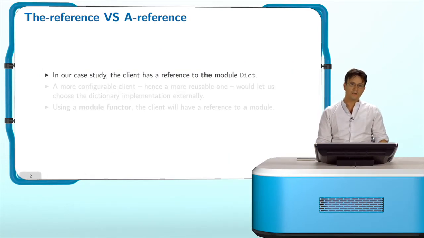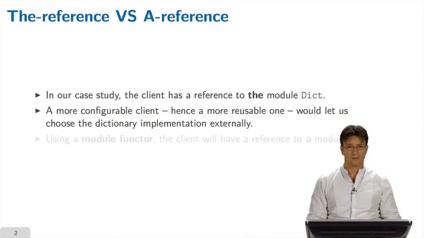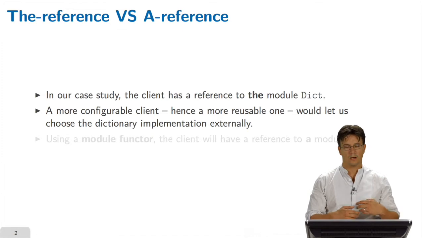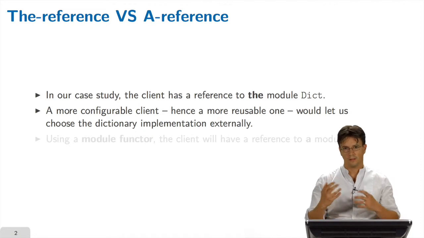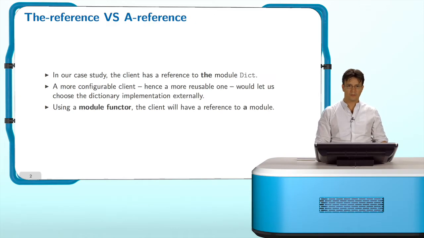So we have seen in our case study that the client has a reference to the module dict. And we noticed that a more configurable client, and a more reusable one, would let us choose the dictionary implementation in a second time, externally, when the module is already compiled. That will be exactly the purpose of a module functor. Our functorized client will have a reference to a module which implements the dictionary interface.